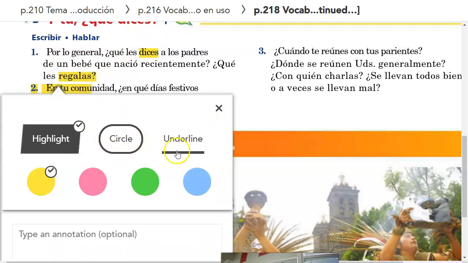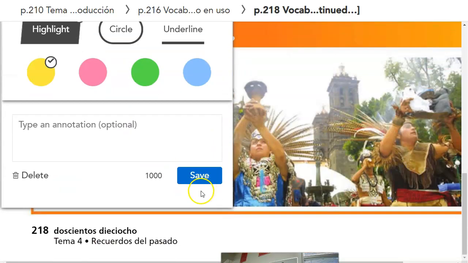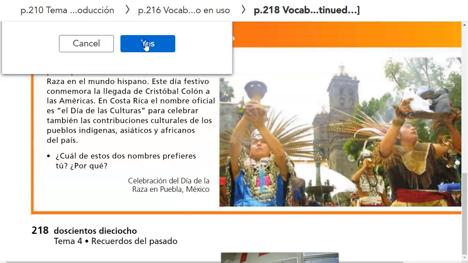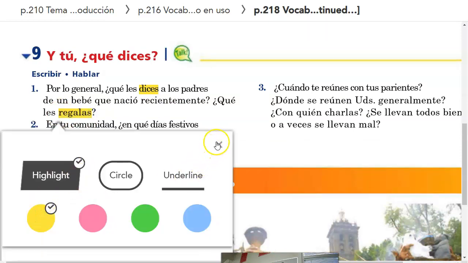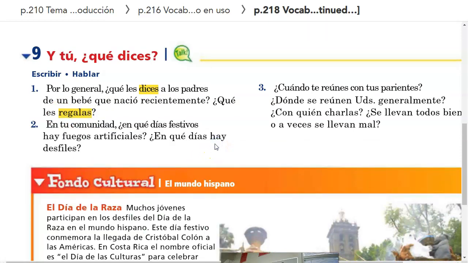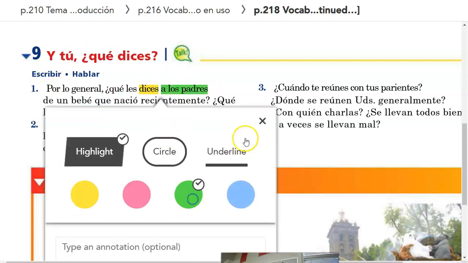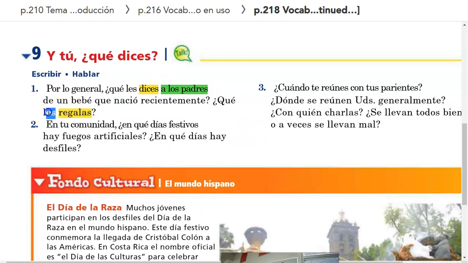But bottom line, how to begin this response? We want to begin with the yo form of the verb regalar. The verb regalar is to give as a gift. So you would respond by saying yo regalo, or yo les regalo. Les is referring to them, a los padres. And then whatever the gift is, right?